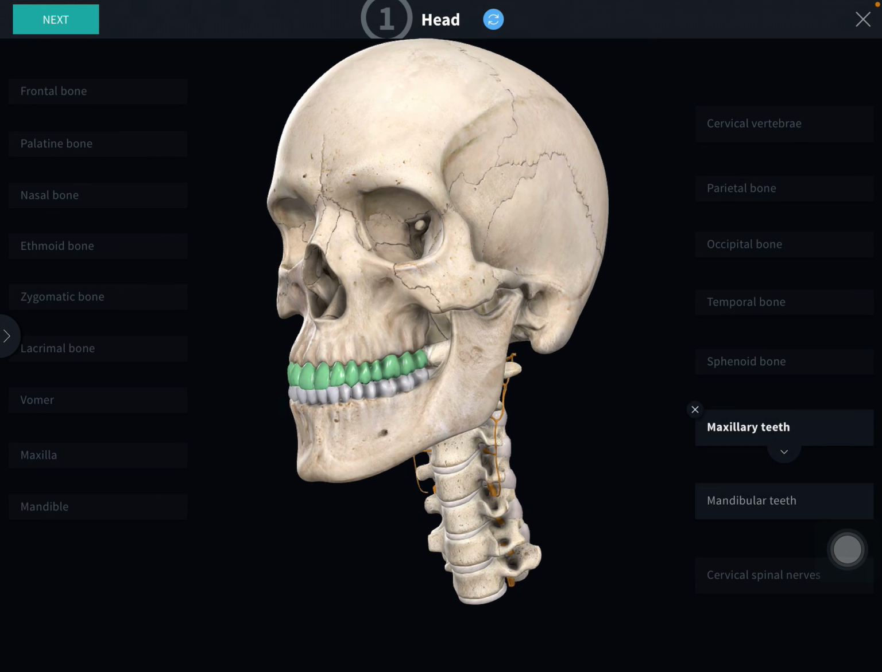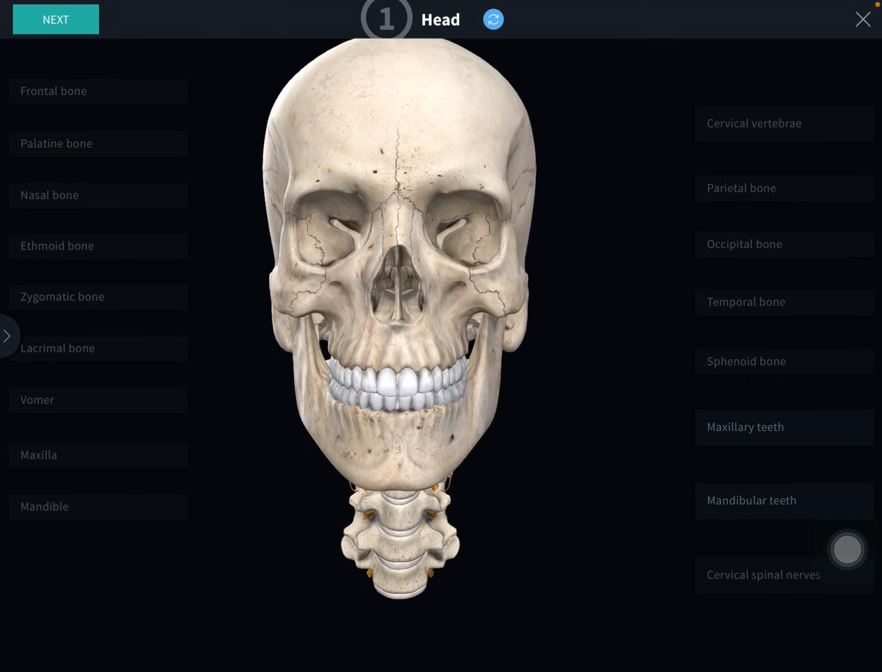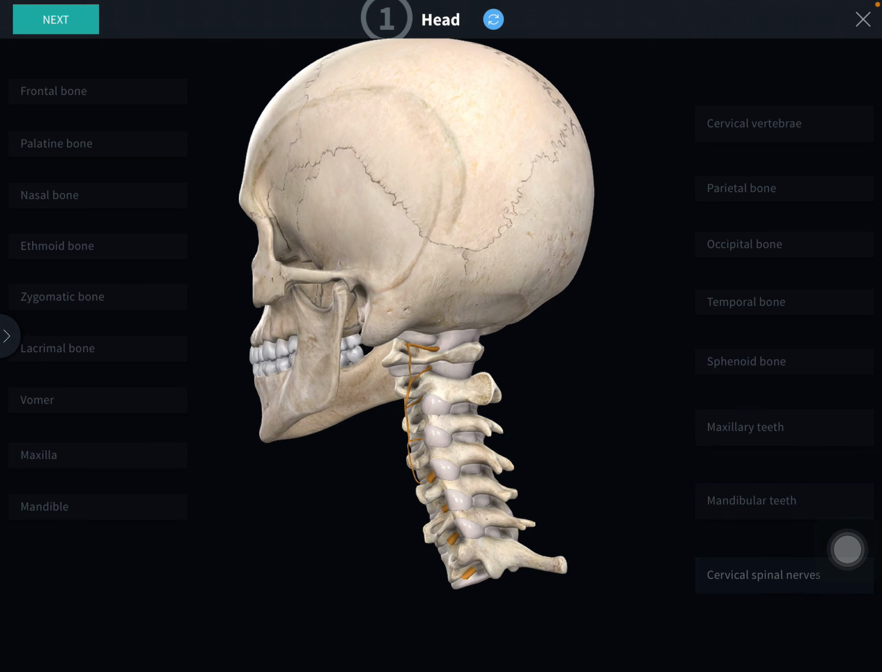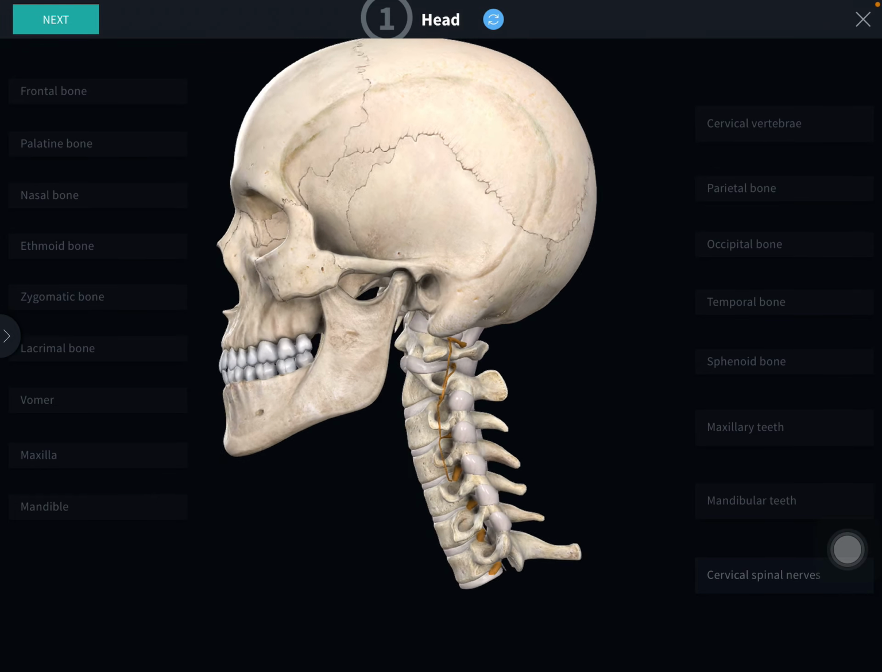These are the teeth present in the alveolar process of the maxilla. These are the lower jaw teeth present in the alveolar process of the mandible. These are the cervical spinal nerves which pass through from the cervical vertebra.